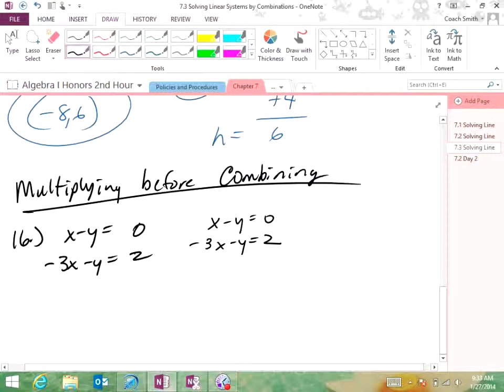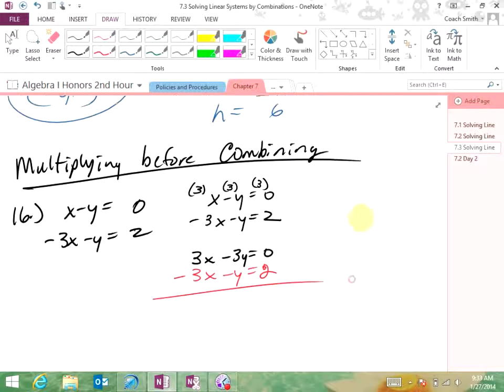I could multiply the top expression by 3. Okay, if I do that, then that gives me 3x minus 3y equals 0. And on bottom, I would have negative 3x minus y equal 2. Okay, that's one way that I could get rid of it.